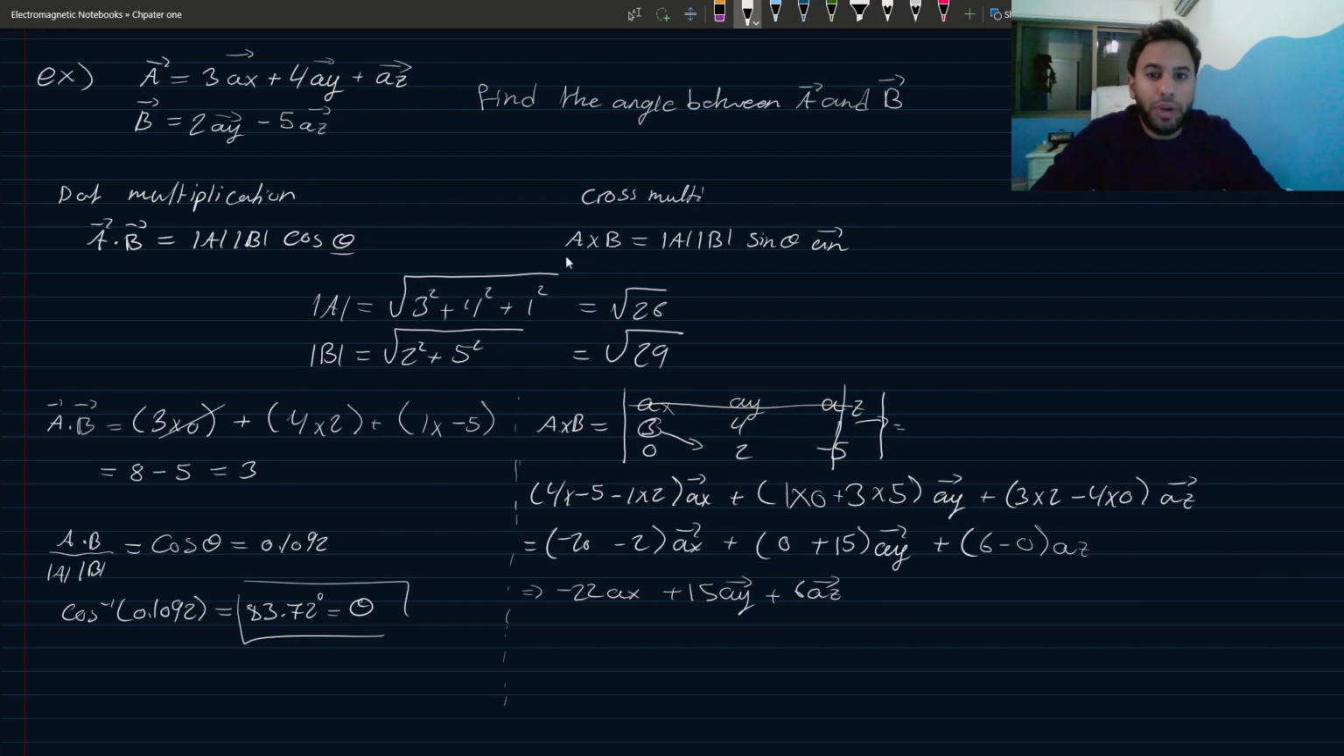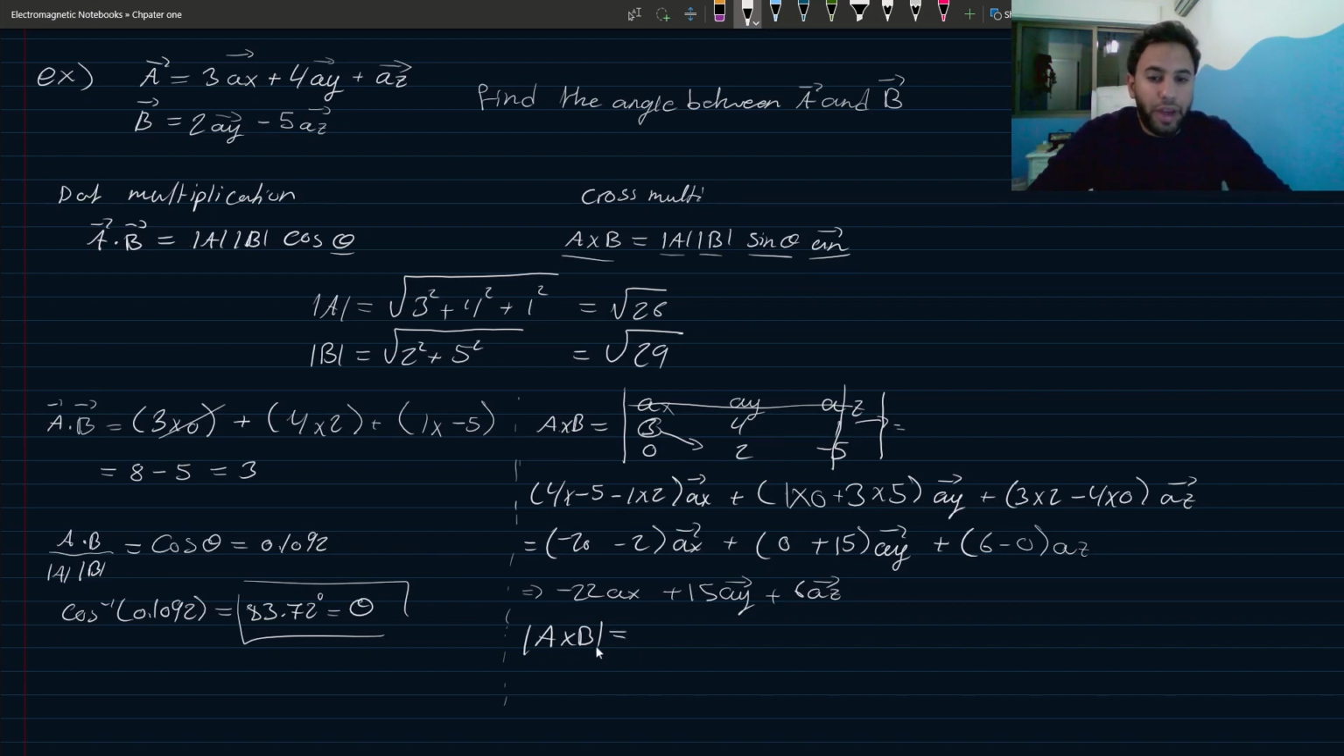So now we have A cross B, A and B, and we want to find sine theta, and we have the unit vector En. Now the unit vector En indicates the direction of the new vector. However, if we find the magnitude of A cross B, we don't need this anymore since we're only comparing the magnitude of both sides. We don't need the direction anymore, so we can leave it out of the equation.